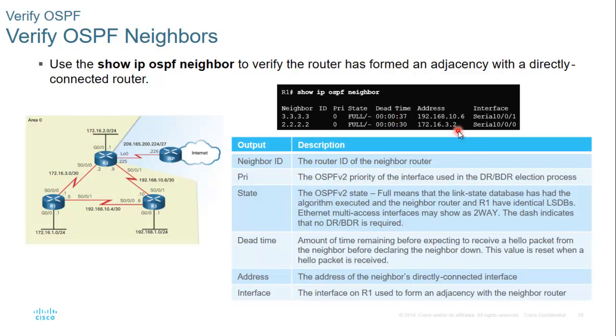Address is the address of the neighbor's directly connected interface, meaning that you are connected to router 2 through interface serial 0/0, and its IP address is 172.16.3.2. Interface is the interface R1 used to form an adjacency with the neighbor. If you see here, R2 is connected via serial 0 of R1. R3 is connected via serial 1 of R1.